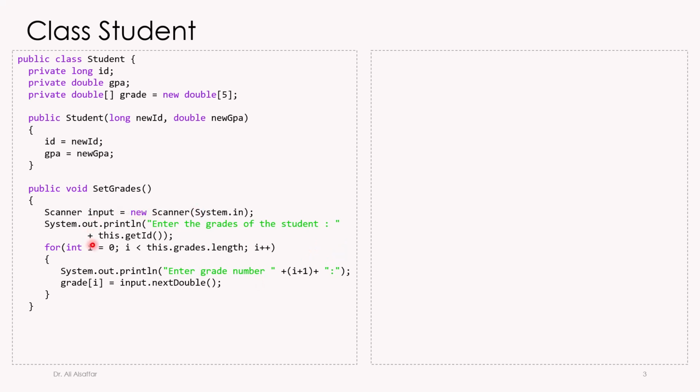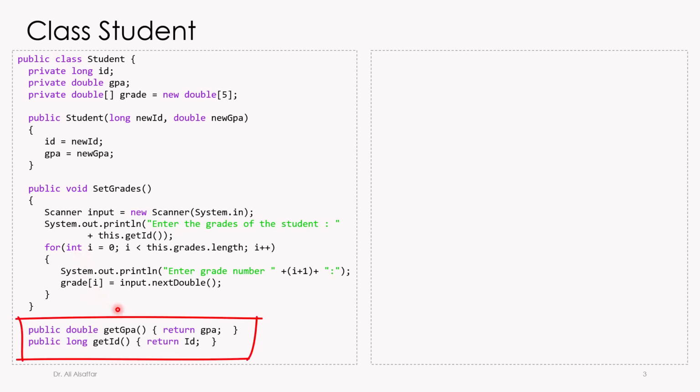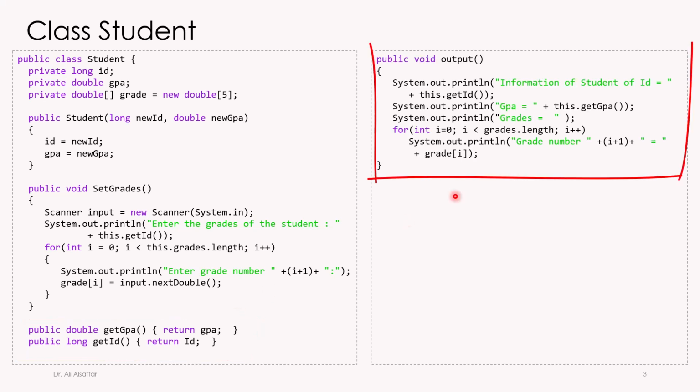Notice that for printing the student ID, we are using the method getID, although we can access the data member ID directly by saying this.id. But we did this just to show you that any method inside the class can call any other methods defined within the same class. Now the getters for GPA and ID are defined here. And finally, the method to print the student information is defined here.